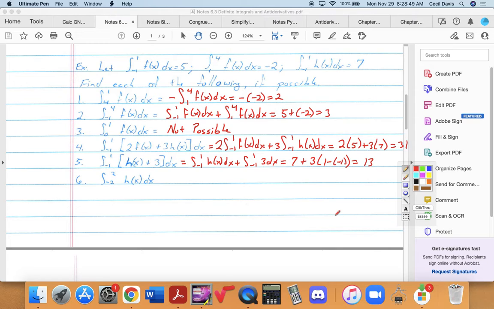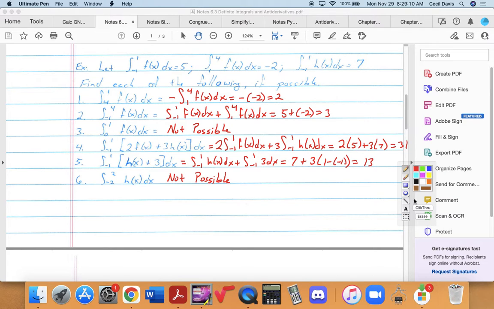All right, what about this last one? The integral from negative 2 to 2 of h of x dx. It's not possible. We don't know anything about what happens at 2 for anything. What do you think might be a potential wrong answer that people might give? 14.